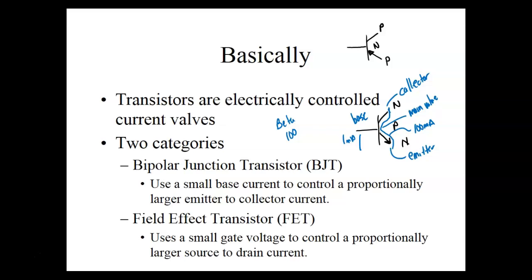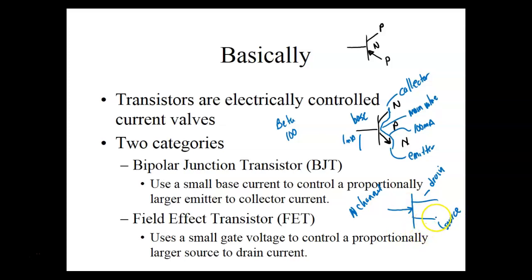Now, field effect transistors, we use a voltage to control the leads. So on a field effect transistor, this would be what we call an N channel. And then this right here would be comparable to the collector. They're not the same, but this is called the drain. And this right here is called the source.